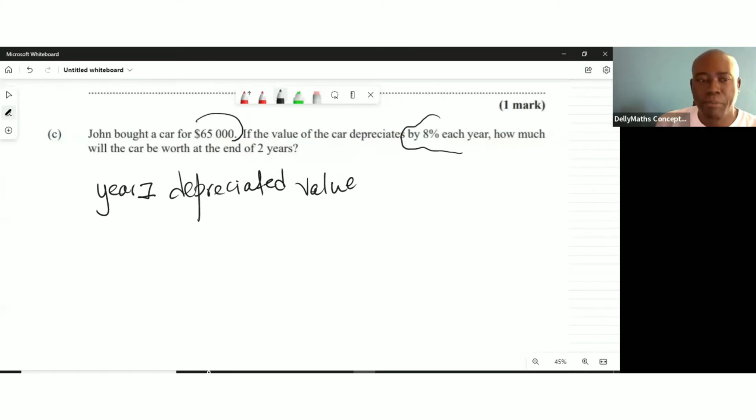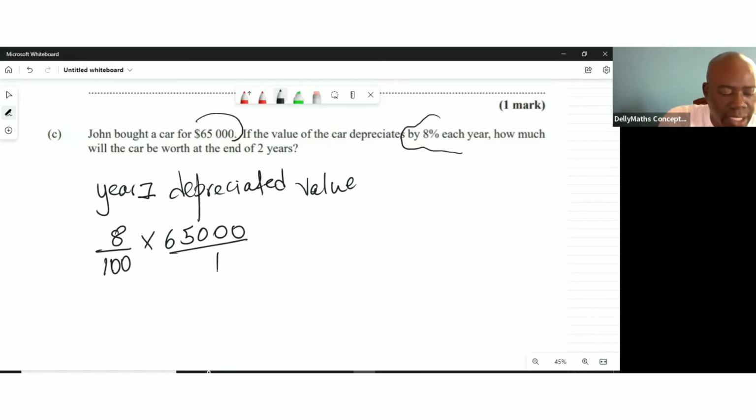So it's going to be 8%. 8% is 8 over 100, and it is of $65,000. So let us try not to make any error. 8 divided by 100 times 65,000. This is going to be 5,200, which means that in the first year, 5,200 would have come off.